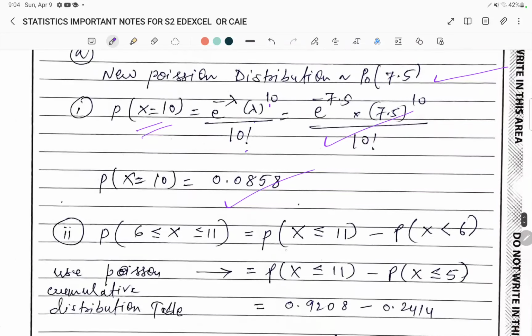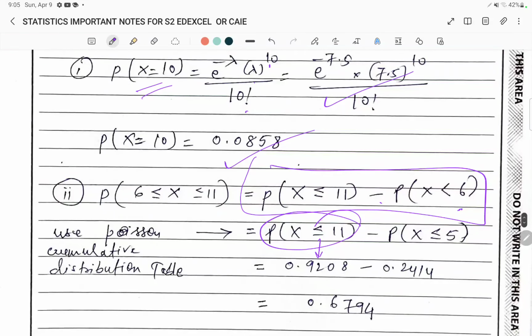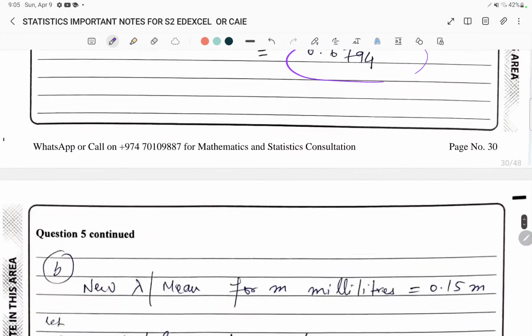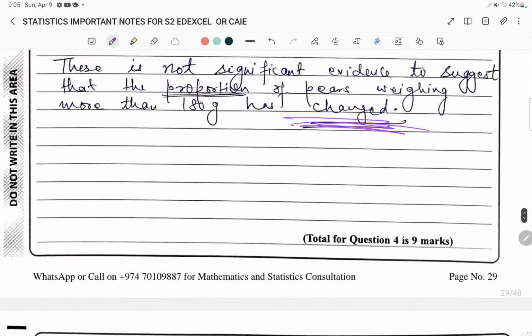For 6 to 11, since it is not one point, there are many: 6, 7, 8, 9, 10, 11. So instead, we can use this result: P(X ≤ 11) minus P(X ≤ 6). Now use a chart or Poisson distribution table to get these values, and just take the subtraction, you will get the answer.